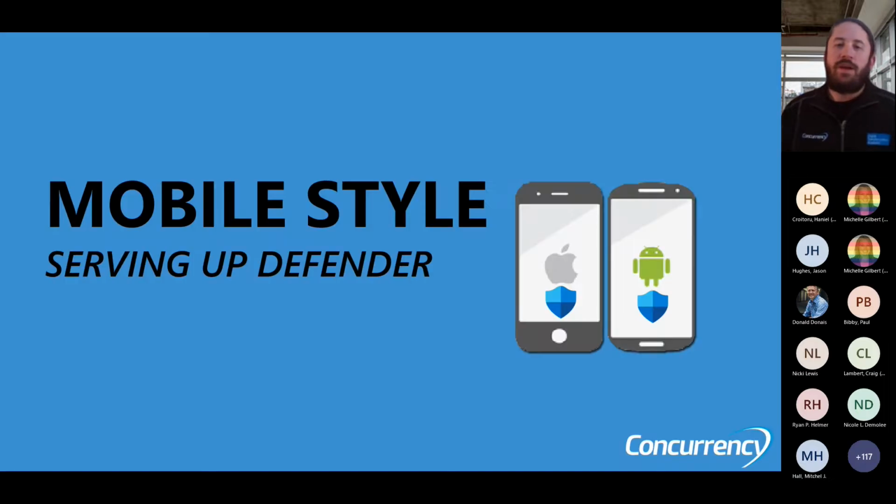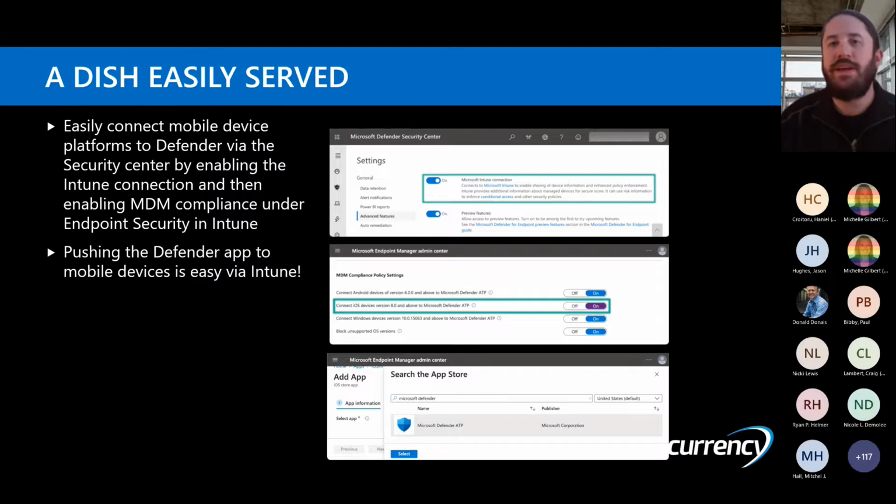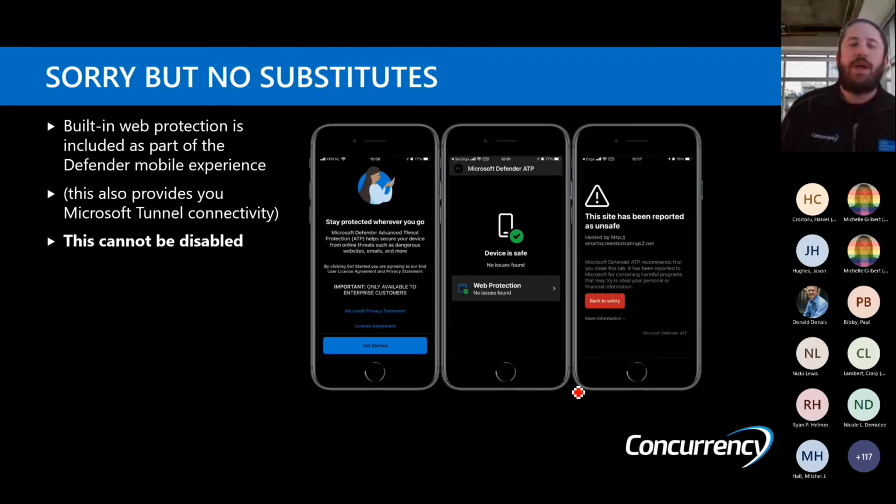So let's talk quickly about mobile. With mobile, it's also really easy. If you have devices that are company owned and managed and using Intune, you can turn on the Intune connection and have it push out the mobile client and capabilities to iOS and Android very easily. And then from a manageability perspective, it's easy to publish that application through the app stores. It didn't used to be that way. It's something that's improved within the last 6 months as well.